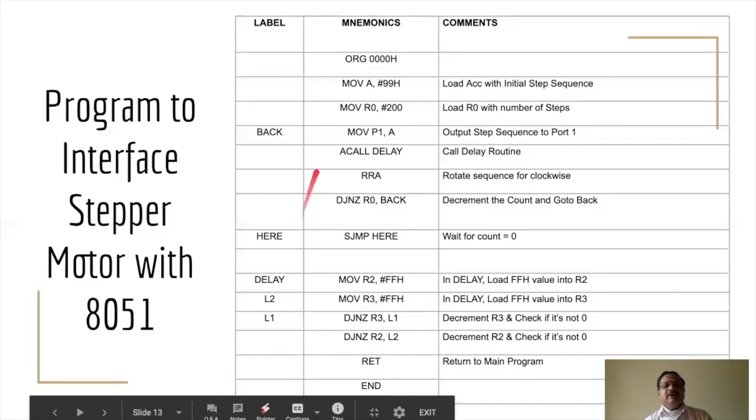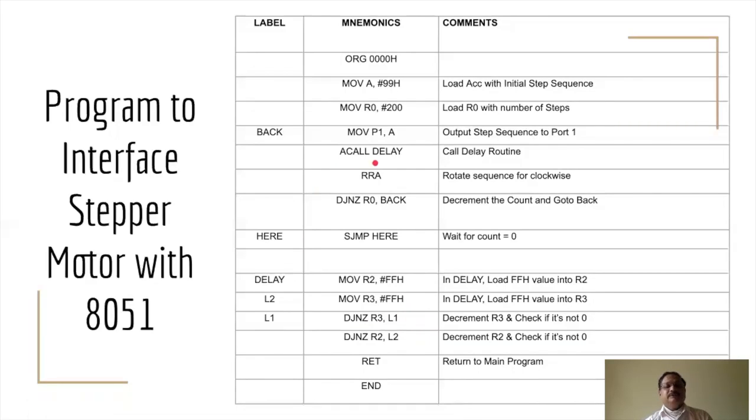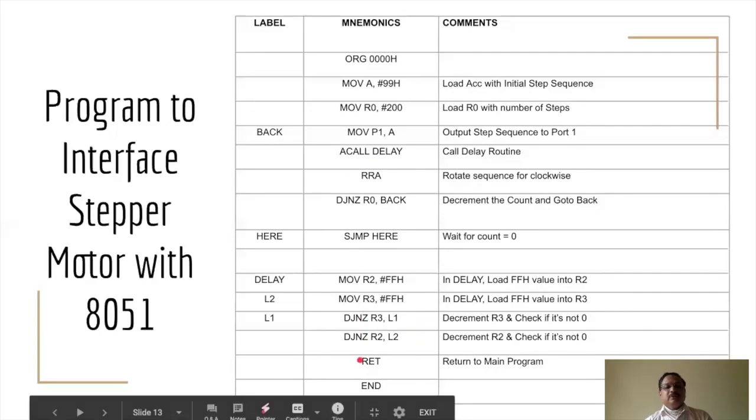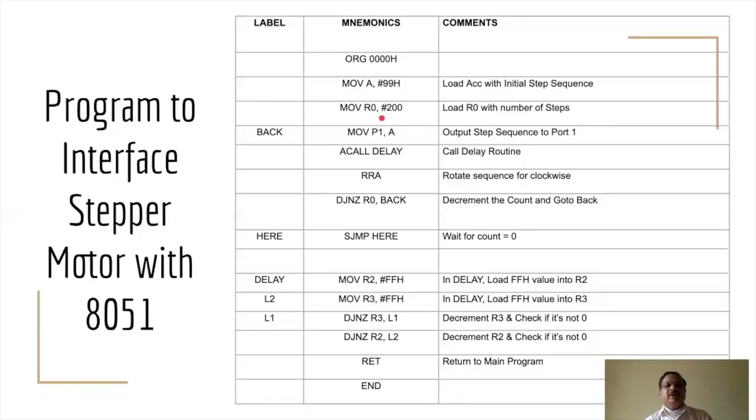And here, that delay routine is called. After RET, it will return, and END is the end of the program. So that is how we can rotate the motor. We can control the number of rotations. If I want more, let us say 5 rotations, then here I have to load 5 into 200. So that much count has to be loaded over here. Now here we will not find H because this count is in decimal.